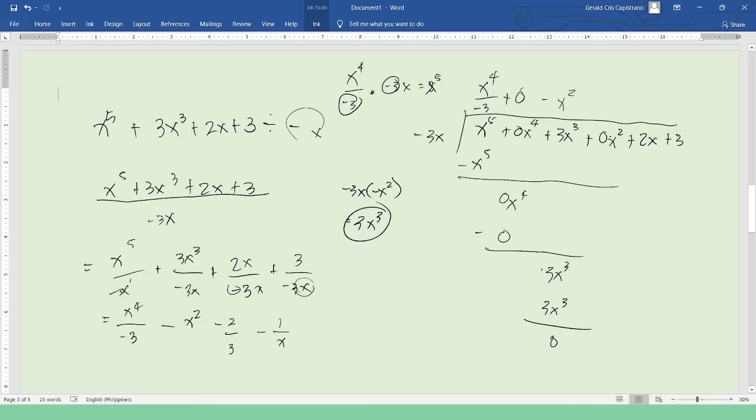Then, you need to bring down 0, x squared. Again, that will be 0. Then 0, bring down 2x. Okay?